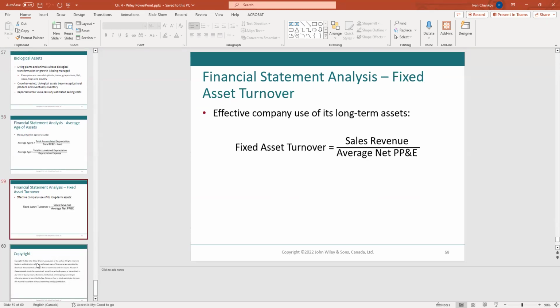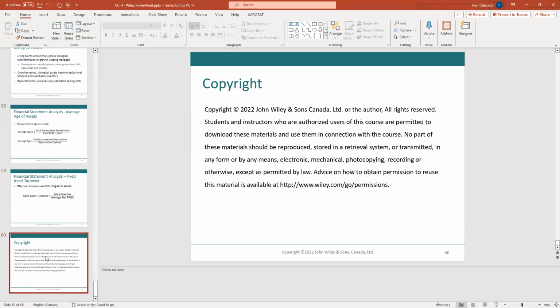And the fixed asset turnover will be the sales revenue divided by average net property, plant, and equipment. How are we going to get the average? Beginning balance plus the ending balance divided by 2. And that's your chapter. That's everything from the slides today.